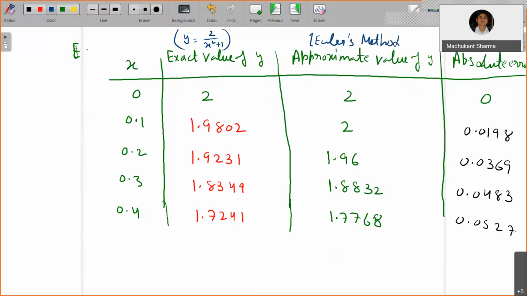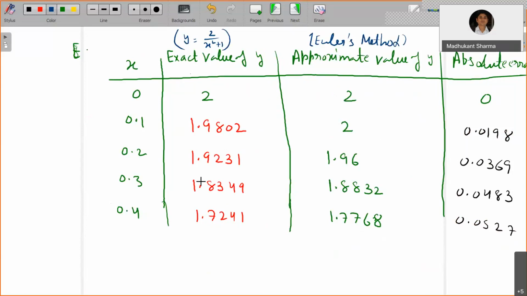Okay, these are the values which I have obtained. Absolute error means the modulus of y at xn minus yn, the approximate value, in the absolute sense. You can replace it by the relative error as well, dividing by the modulus of y at xn. So these are the exact values which we have fixed here.